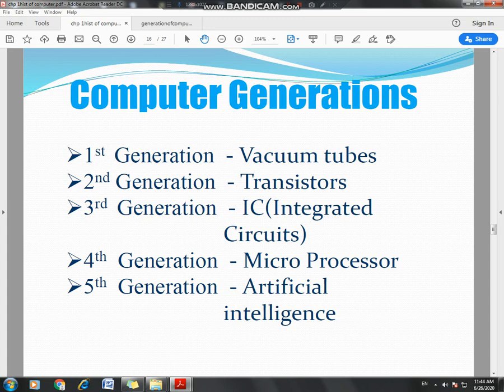The main component of each generation is listed on your screen, as you can see. The first generation used vacuum tubes, second generation transistors, third generation integrated circuits, fourth generation microprocessors, and fifth generation artificial intelligence. And it is this generation that we are living in now.